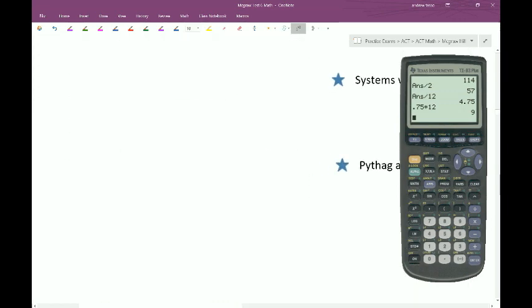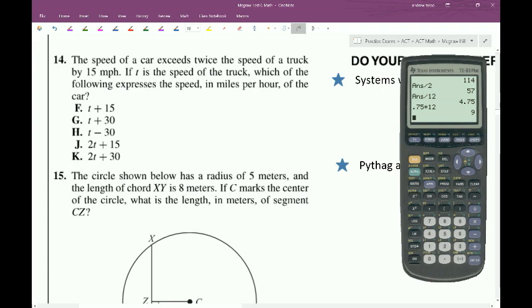The speed of a car exceeds twice the speed of a truck. So car exceeds twice the speed of the truck by 15. So if I take car minus twice truck, that would equal 15, right? Because 10, for example, exceeds 7 by 3, right? So that's the structure. Which of the following expresses the speed in miles per hour of the car? So the car would equal 2t plus 15.